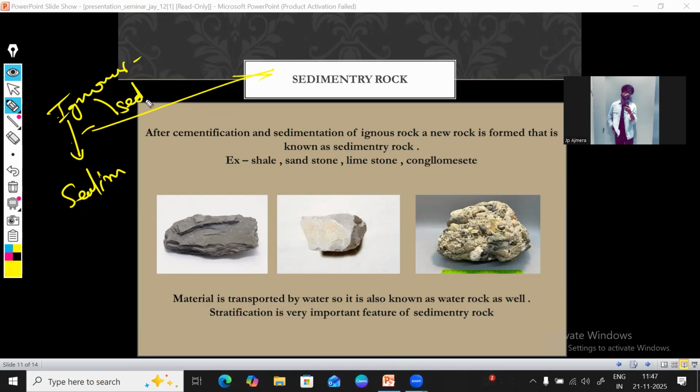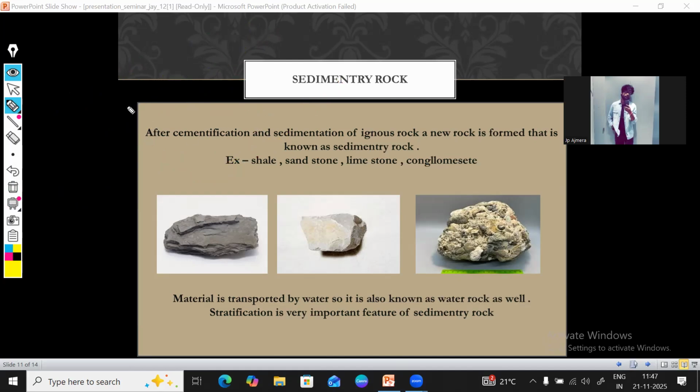So sediment is the main part. Sediment is carried by water, and that sediment is deposited somewhere on the lower surface, and a new rock is formed that is known as sedimentary rock, and layer rock also. Let's get into the definition.